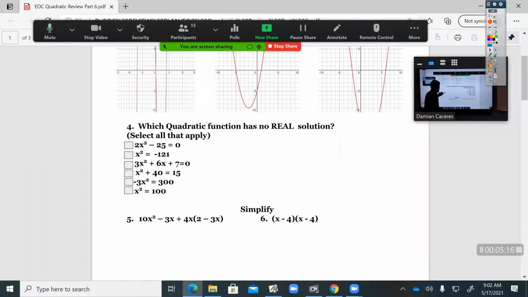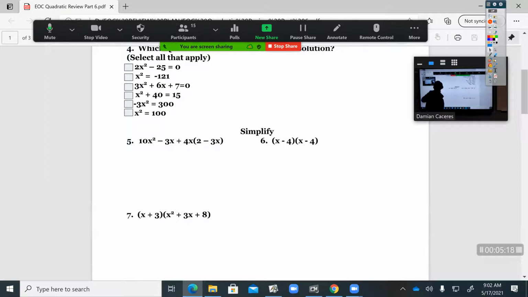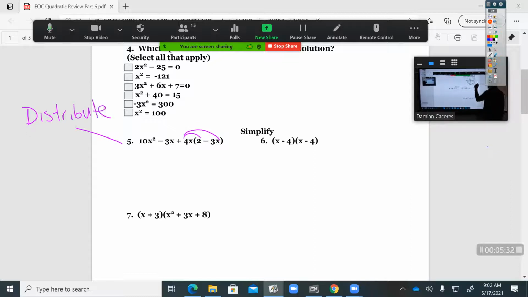All right, now we're moving on to number 5, 6, and 7. On number 5, I'll give you some hints. Distribute, and what you always do after distributing, collect like terms.